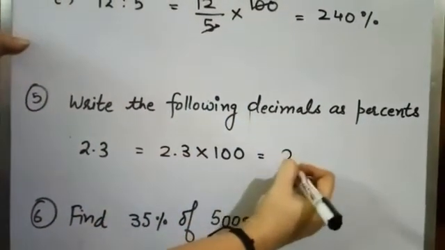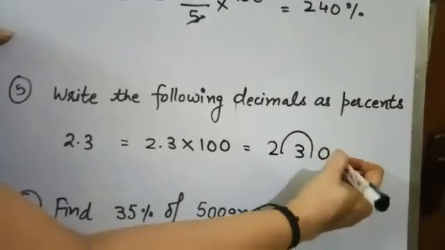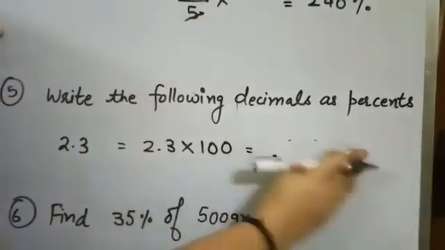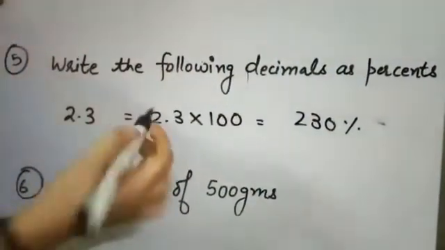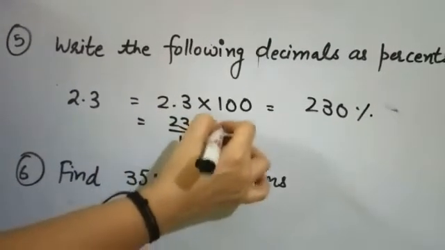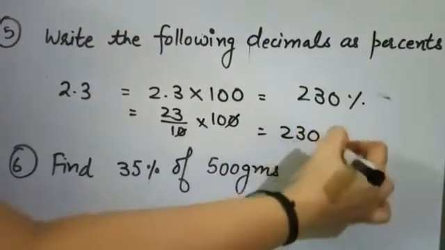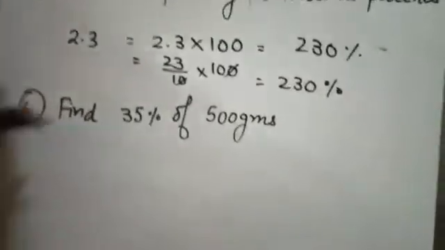So the decimal will shift 1 place, and for the second place it needs 0. So the decimal will come here. What is the answer? That is 230%. One other method, if you want: 23/10 multiplied by 100, that is 230%. In this way you can also change decimals into percents.